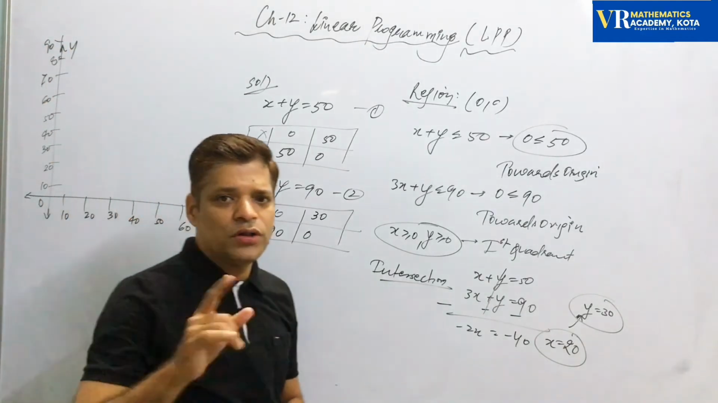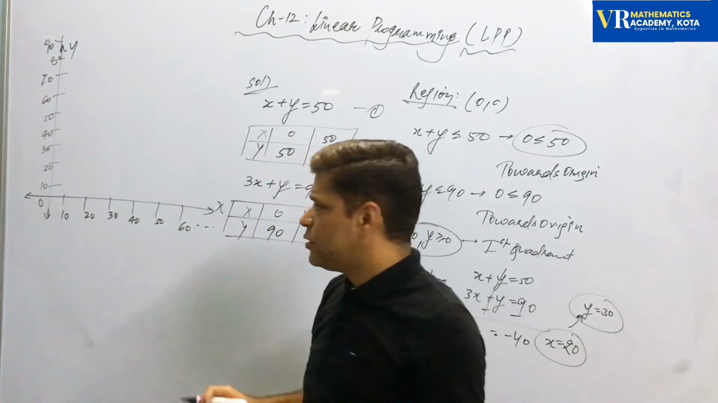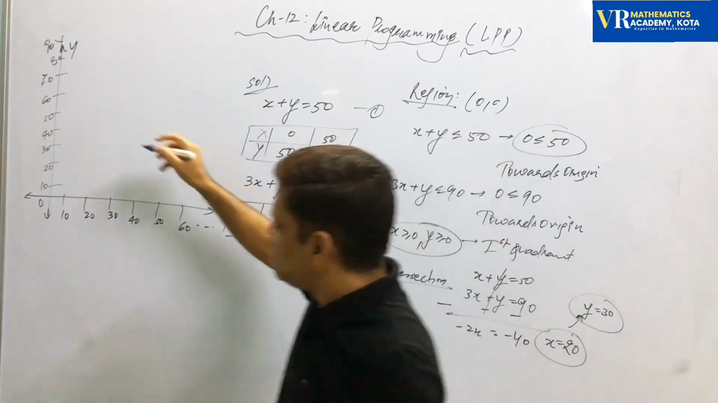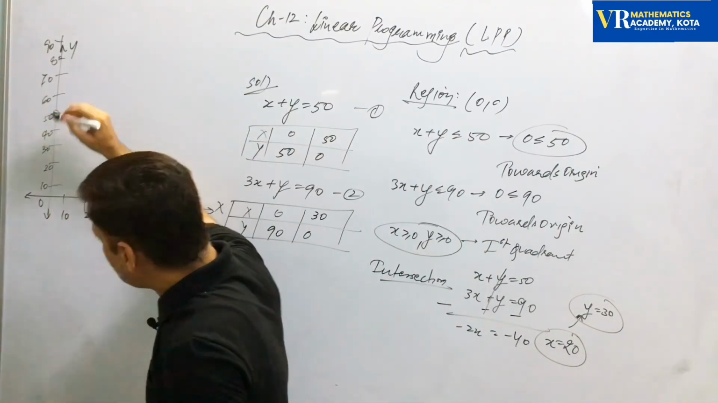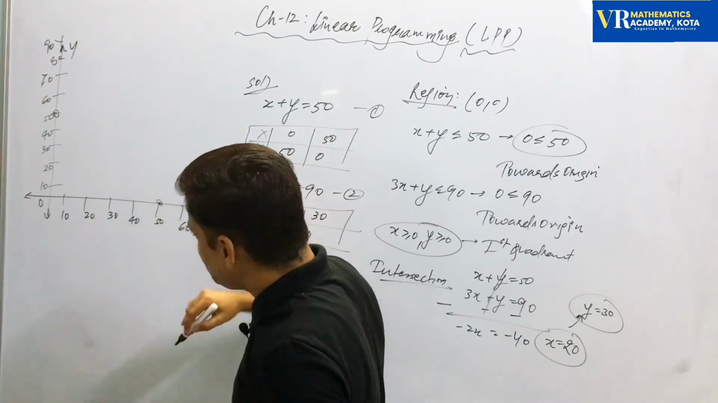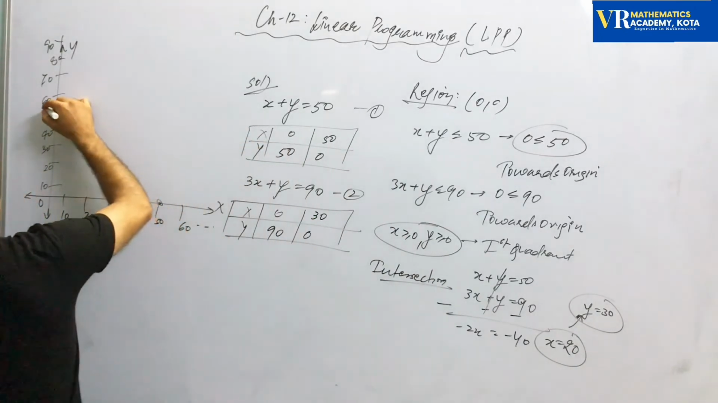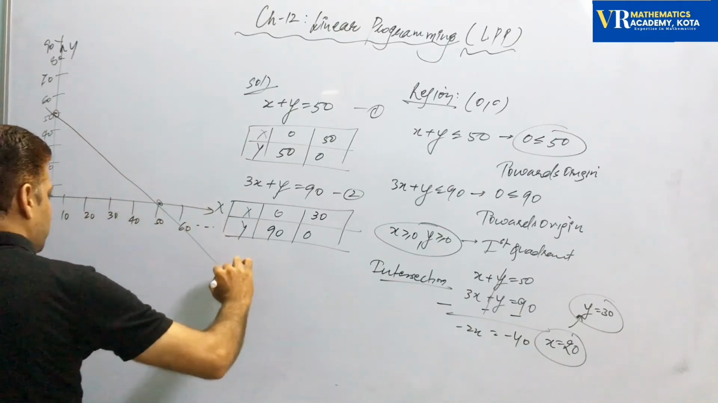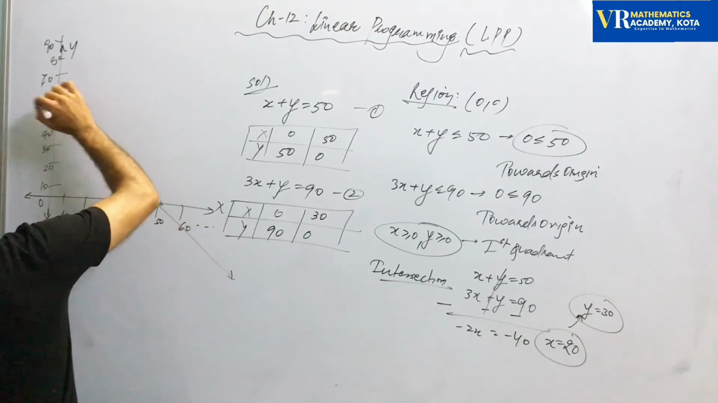Now to draw the graph, we just plot the points. In the first line, one of the points is (0, 50) and the second one is (50, 0). These are the points, and we draw the line here. So the first line we draw through the scale.